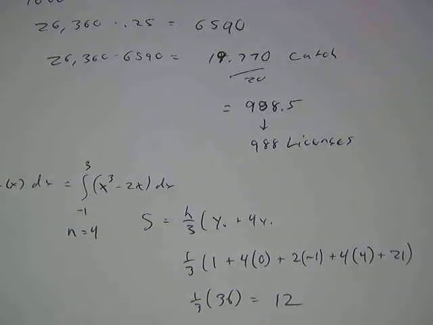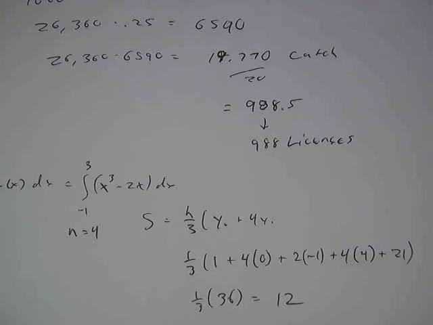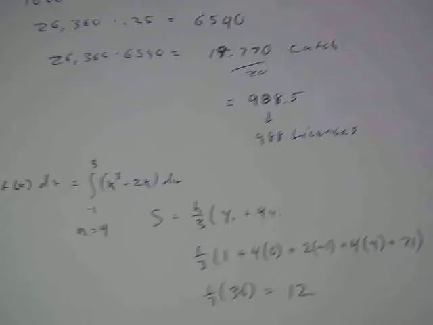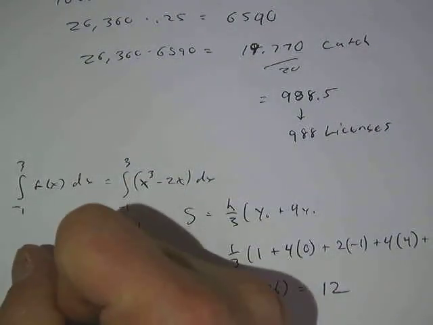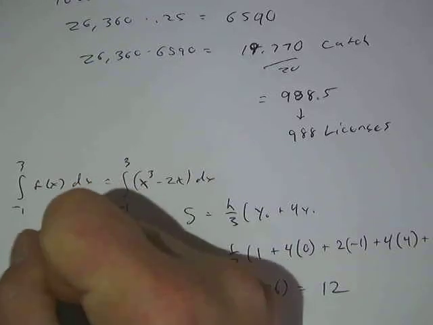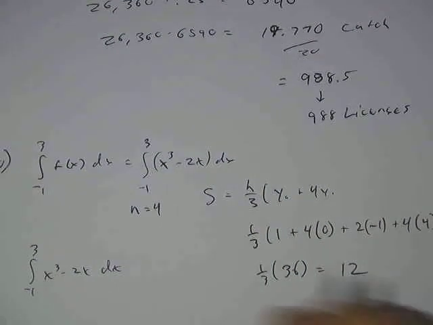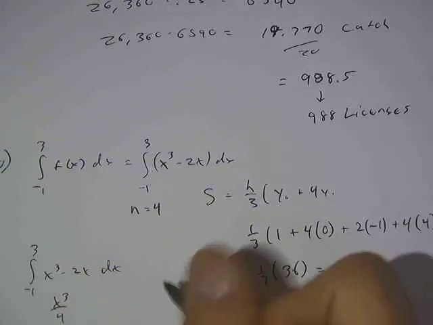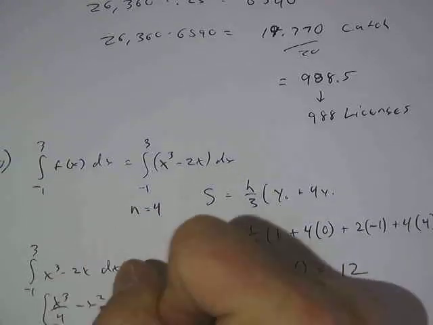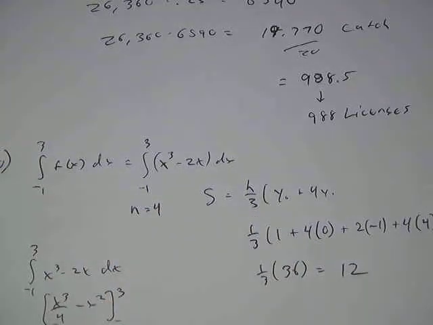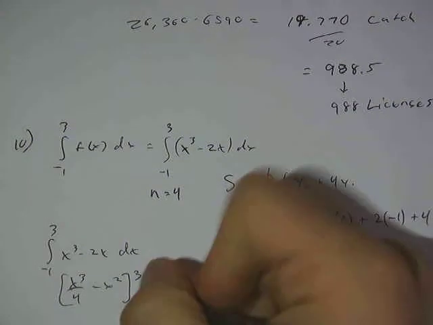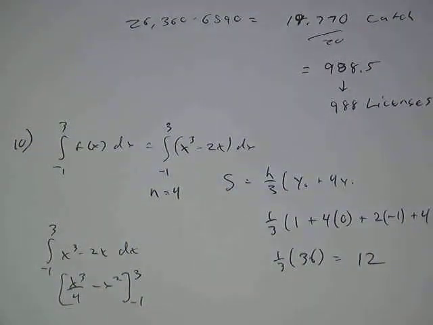And then part B says find the exact value of the integral. And so if we want to find the exact value, we will integrate. And so if we integrate from -1 to 3 of x cubed minus 2x dx, we'd find the antiderivative x to the 4th over 4 minus x squared. And calculate the 3 in there. Whoops, x to the 4th over 4, right?